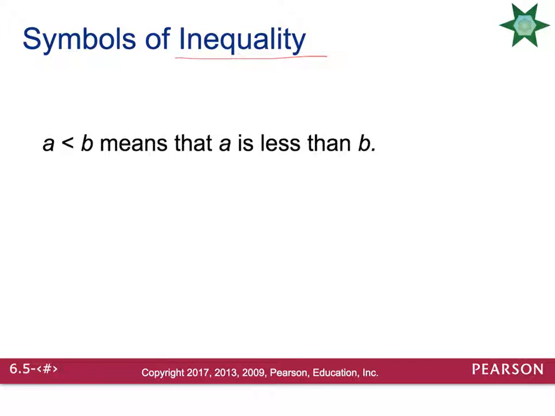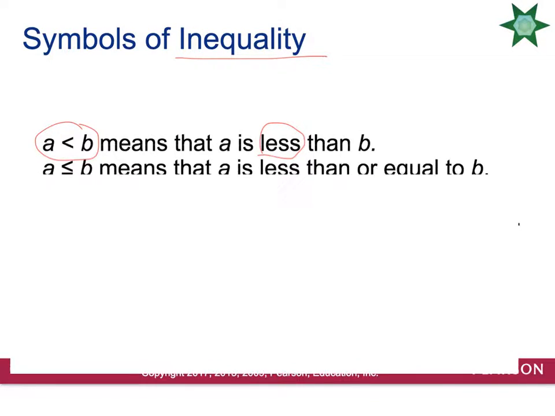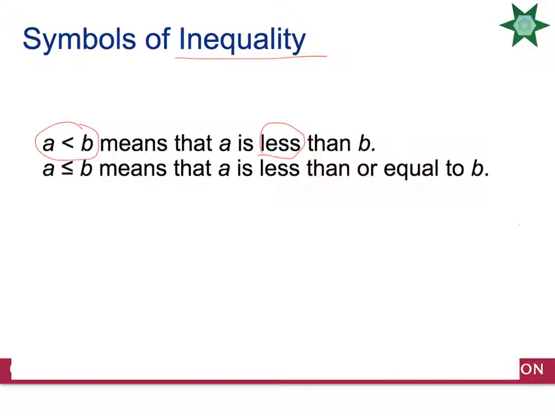The first one is going to be the less than symbol. Notice when you look at the less than symbol, the arrow or the pointy end points to the left. That's how I tell people to remember it. L for left, L for less. What this means is the left-hand side always has to be smaller than the right-hand side in order to be a true statement. The next is the less than or equal to.